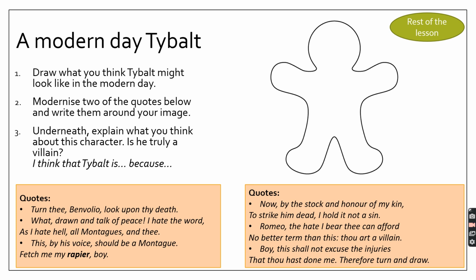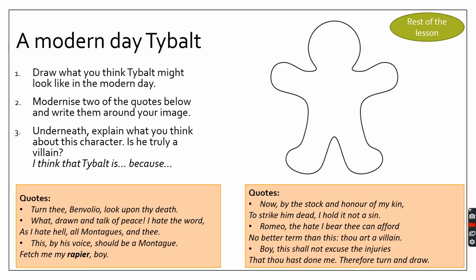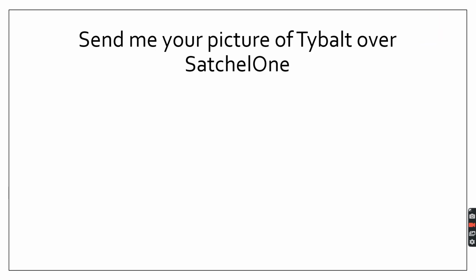"Romeo, the hate I bear thee can afford no better term than this. Thou art a villain. Boy, this shall not excuse the injuries that thou hast done me. Therefore turn and draw." If you're not sure what any of these mean, do try to go back and have a look at one of the previous slides that the quote is on. What I would suggest you do is try to put it into your own words. Okay, and once you've done that, just very quickly send me a picture of Tybalt over Satchel 1, please. Your picture of Tybalt, annotated with the quotes and with your paragraph telling me what you think of him. Okay, thank you.